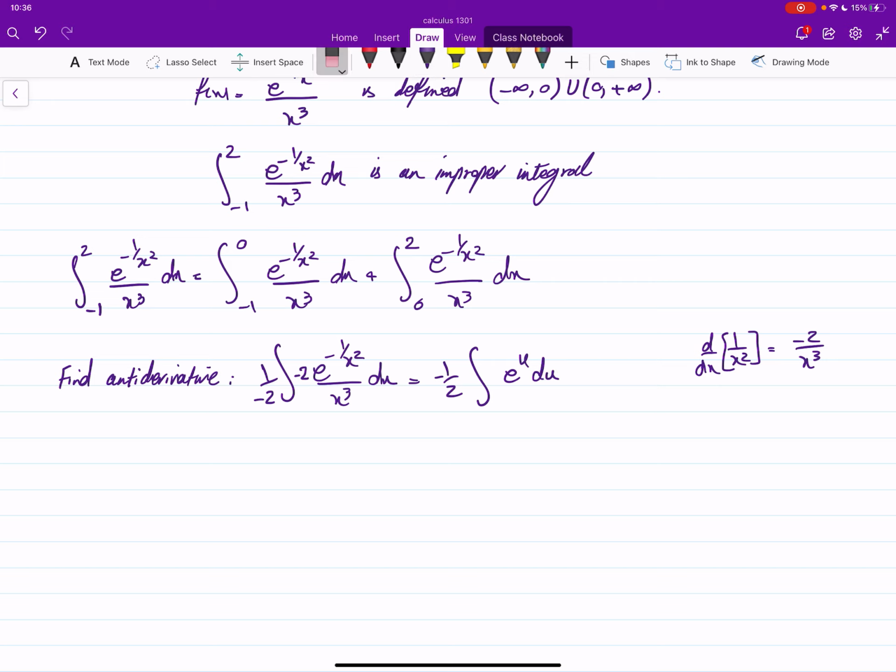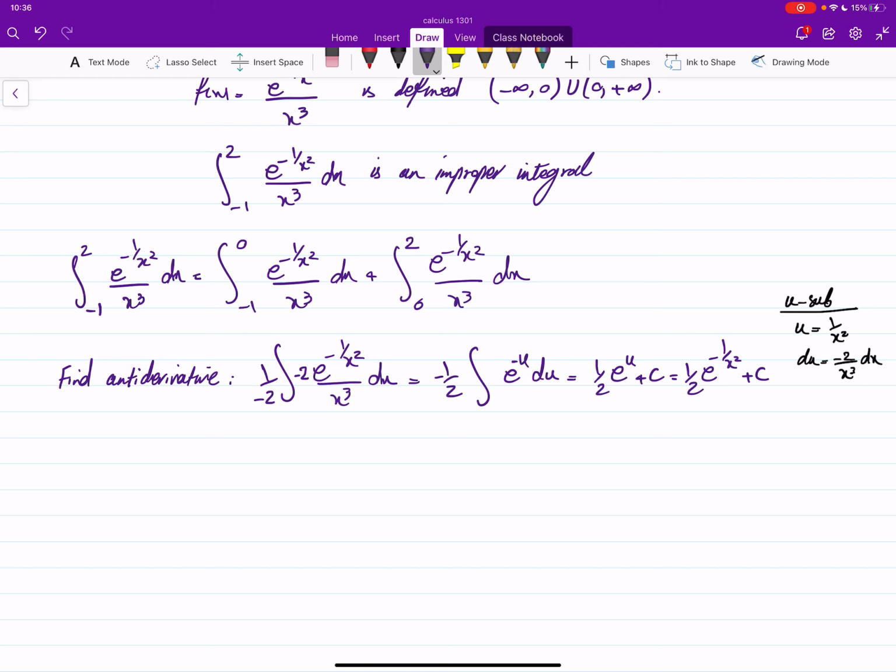Okay, so maybe I should write that down so that I have everything there. The u substitution is u equal to 1 over x squared, then du is negative 2 over x cubed dx. And then, oh, there will be a negative sign also there, yes. So this will give us 1 over 2 e to the power u plus c, which is half of e to the power negative 1 over x squared.